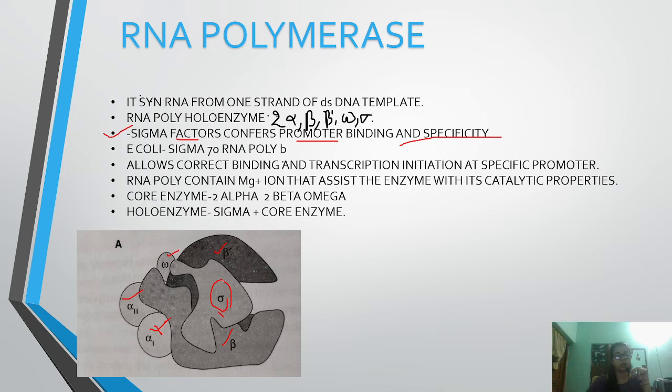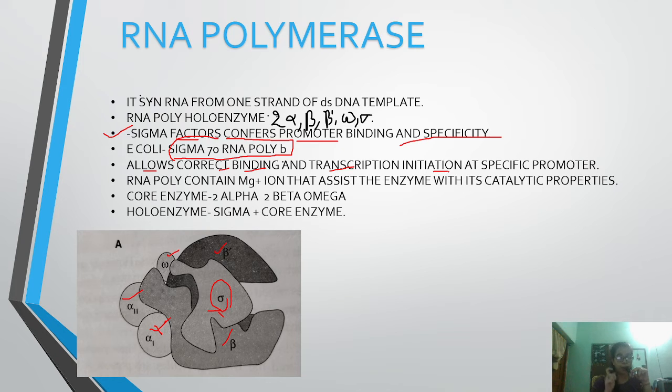What is the main role of the sigma factor? The main role of the sigma factor is to confer. What is the meaning of confer? It is to see that the binding of the RNA polymerase takes place properly in the promoter site. The binding of the RNA polymerase in the promoter site is mainly done by this sigma factor. And in E. coli, sigma 70 RNA polymerase is mainly known as the initiation point. So it allows the correct binding and the transcription initiation. This is a very important factor, the sigma factor, which plays an important role for correct binding to the promoter sequence as well as for initiation.